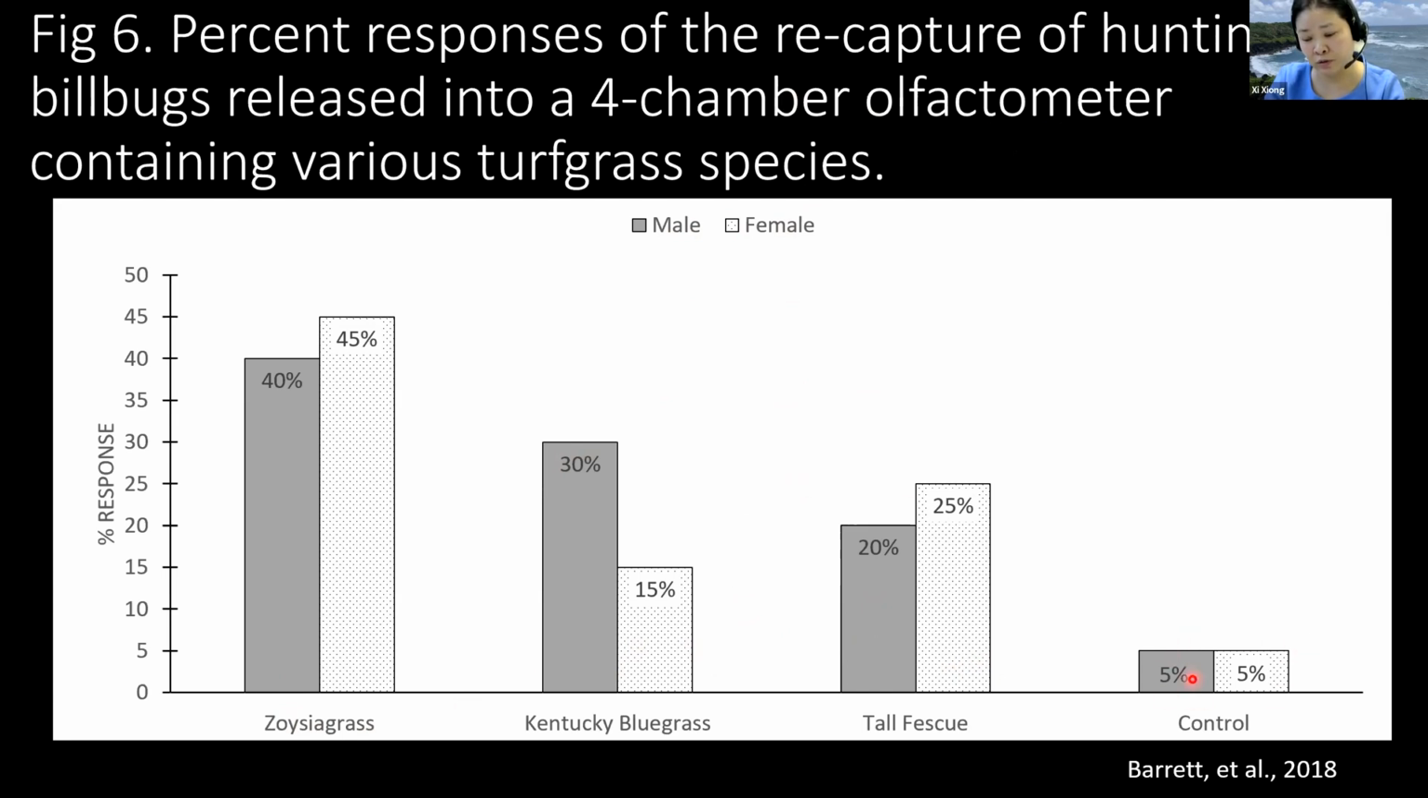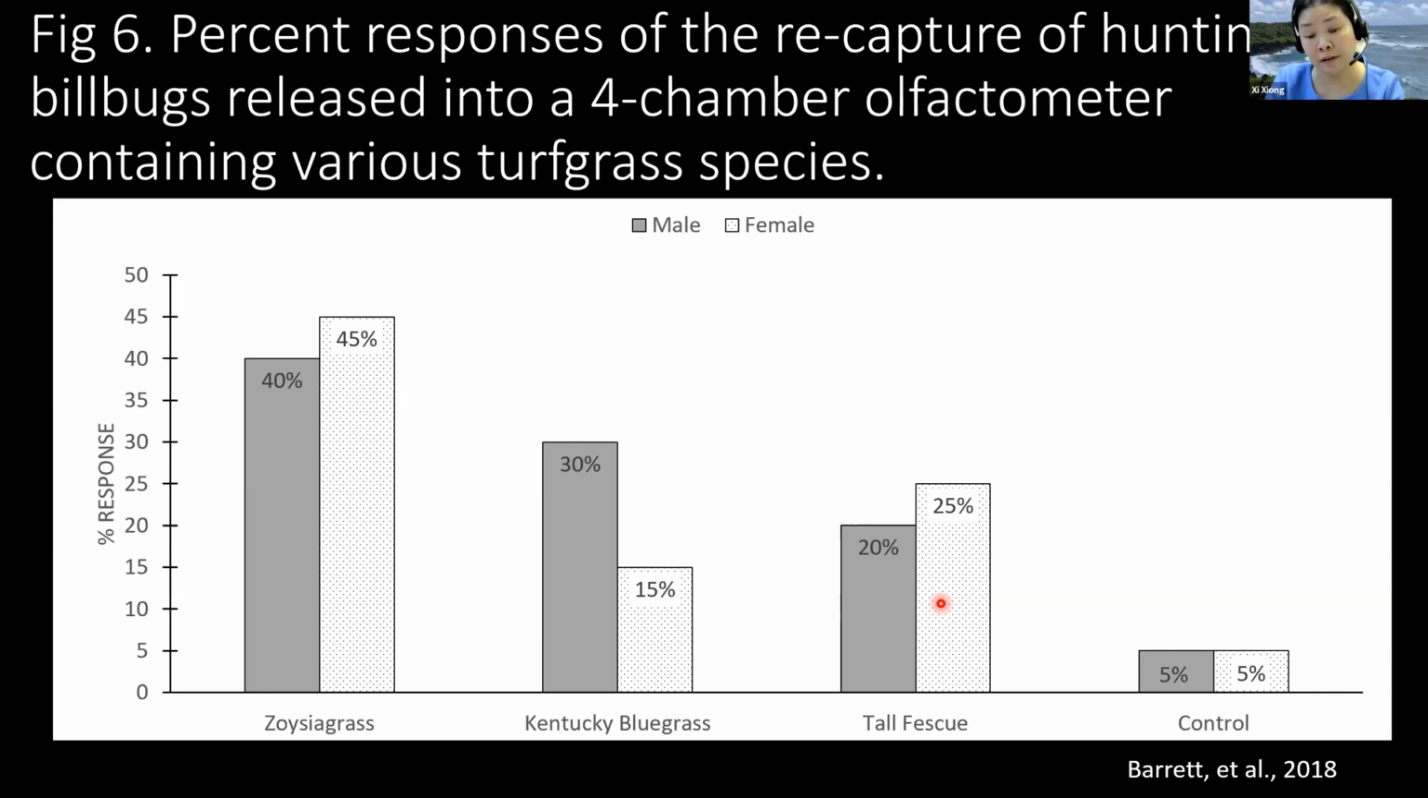You can see that compared to the control, not many billbugs chose the empty chamber. Less than 50% of the billbugs, either male or female, chose the chamber that contains zoysia grass as a warm-season species. But a significant number of the billbugs, either male or female, chose the cool-season species. That's what makes the biology of these hunting billbugs very complicated here in Missouri, because we are located in the transition zone, where we grow both warm-season and cool-season species.